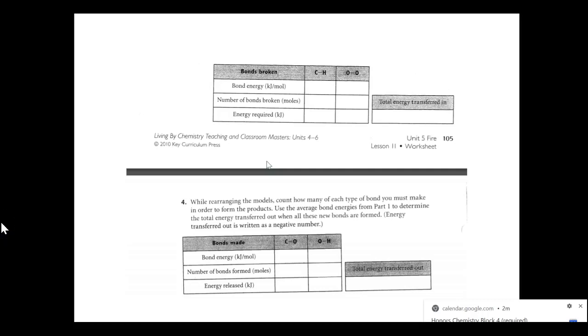This video is going to briefly review some of the homework that I had asked you to do, where you were looking at the bond energies specifically of a chemical reaction. And the chemical reaction you were looking at is when methane, CH4, reacts with oxygen to produce carbon dioxide and water.